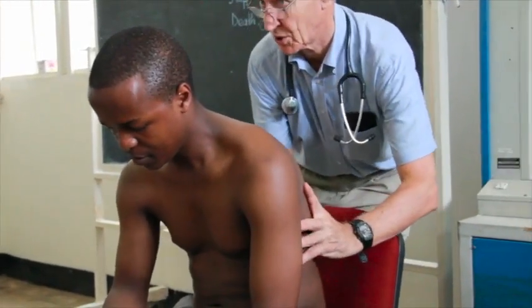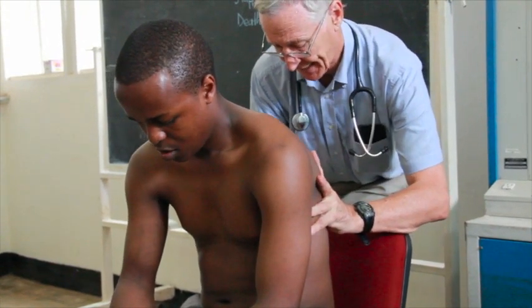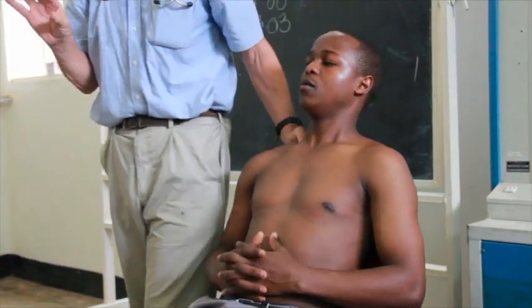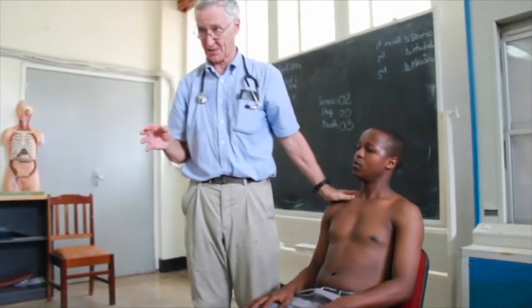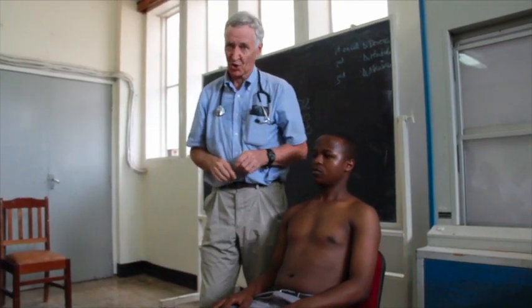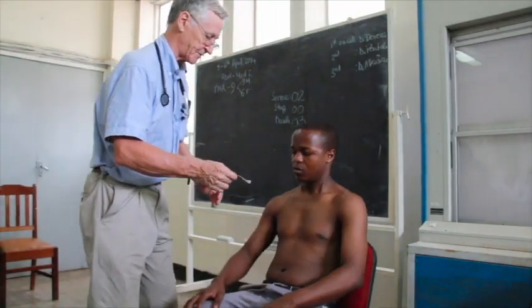Now I'm checking for the lower lobes. Godwin, take a big deep breath. And the fingers separate after a deep breath by somewhere between 4 and 5 centimeters. That's normal. Now, I can confirm that chest expansion is normal by measuring expansion at the nipple line. Godwin, if you could sit forward for me.